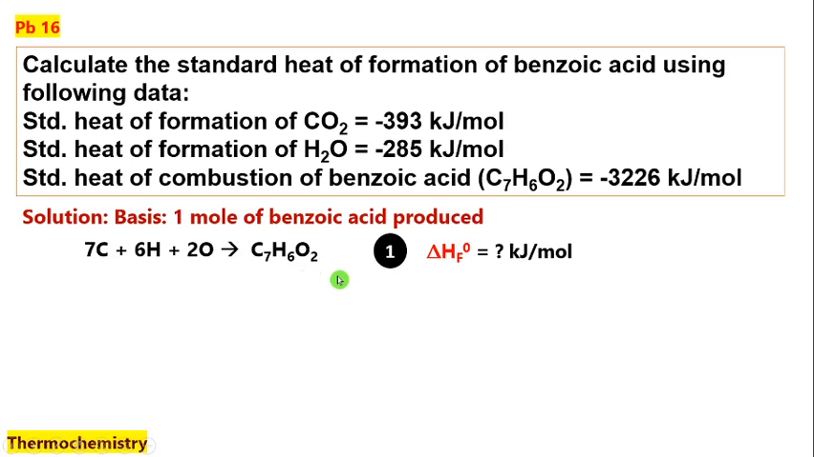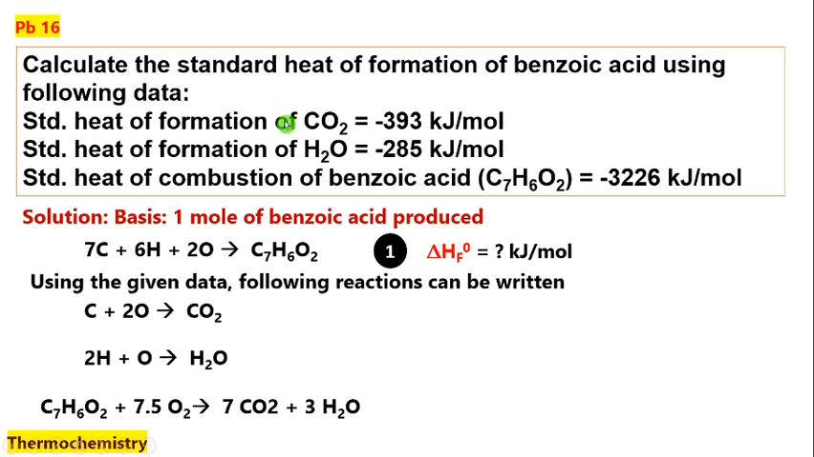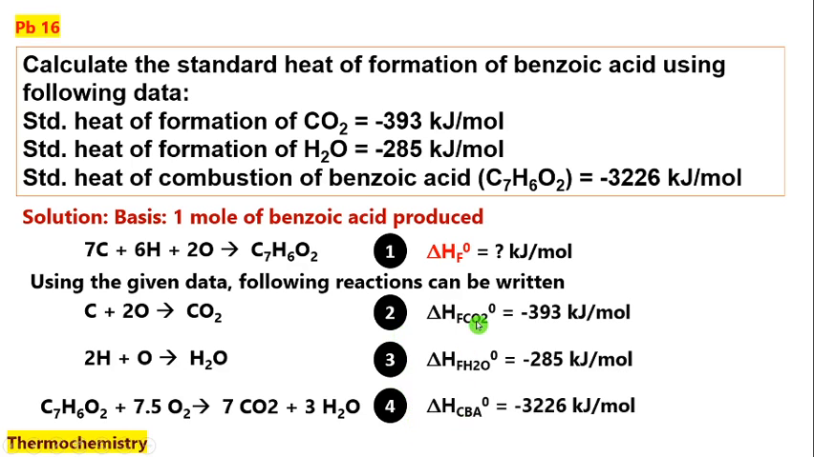Please note that in reality, this is not the way it is produced. Production is in a different way. It is a theoretical calculation to evaluate standard heat of formation. It is a conceptual evaluation. So let us look at the given data: heat of formation for carbon dioxide, heat of formation for water, heat of combustion for benzoic acid. It's a balanced reaction. Let us call them equation number 2, 3, 4. Let us write down the data that is given, the standard heat of formation and combustion data as per the given information.